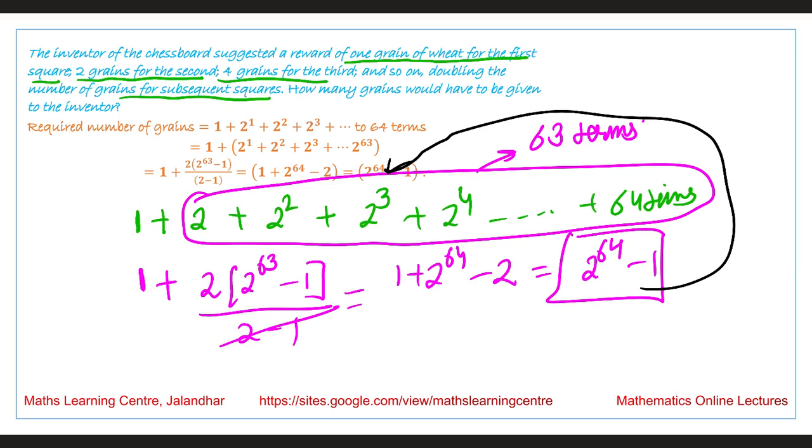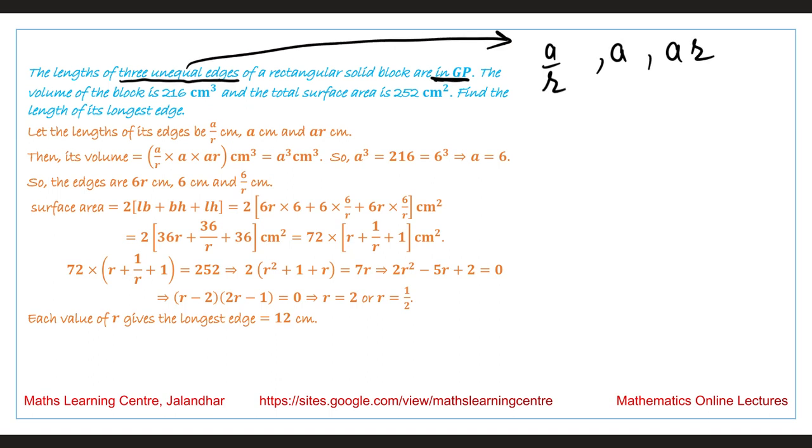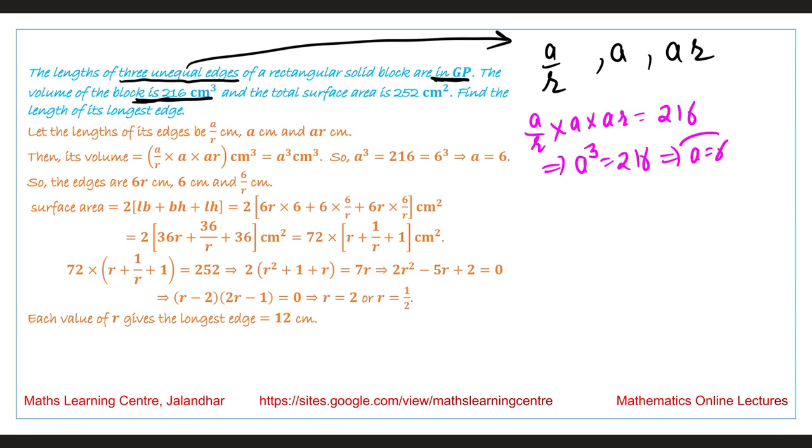Next: the lengths of 3 unequal edges of a rectangular solid block are in GP. So suppose the values are A by R, A, and A into R. We are talking about the 3 edges of a rectangular solid block. The volume of the block is 216. So volume means A by R into A into AR, and this value is given to be 216. This implies that A cubed is equal to 216, so the value of A is equal to 6.